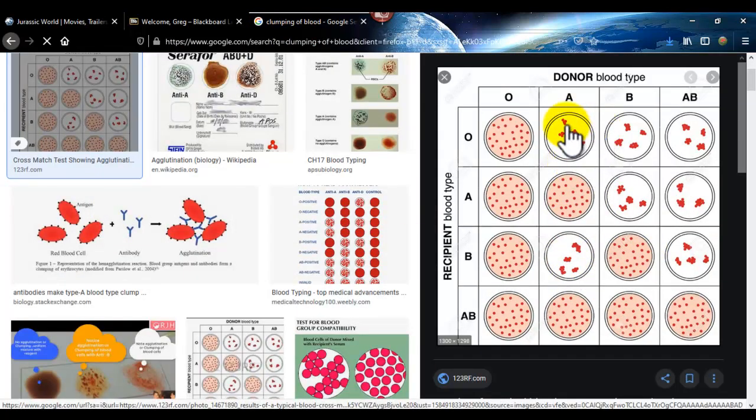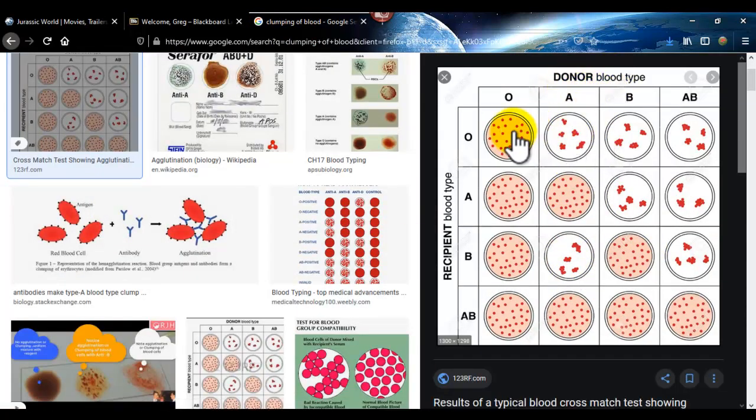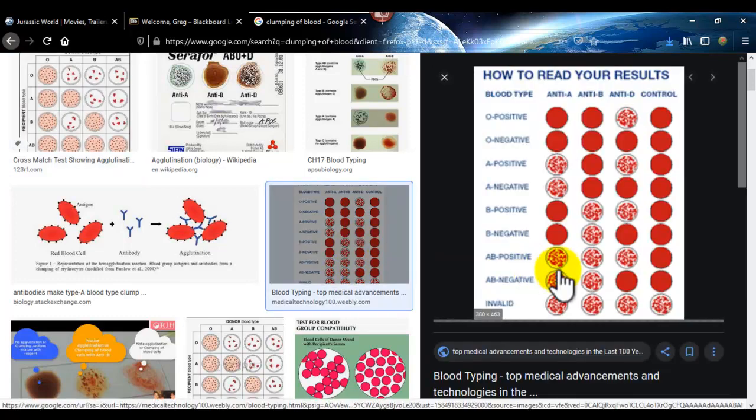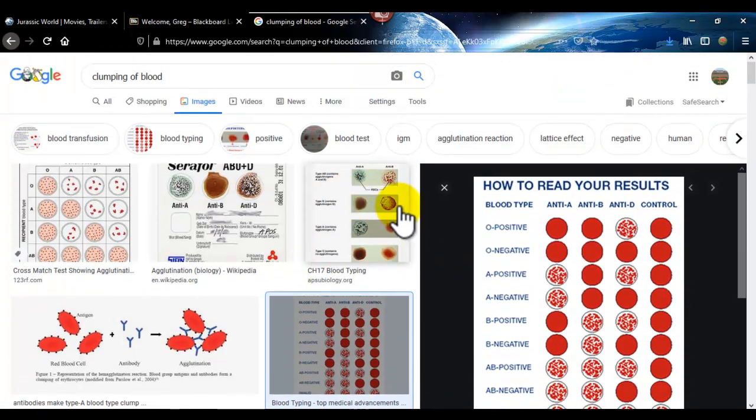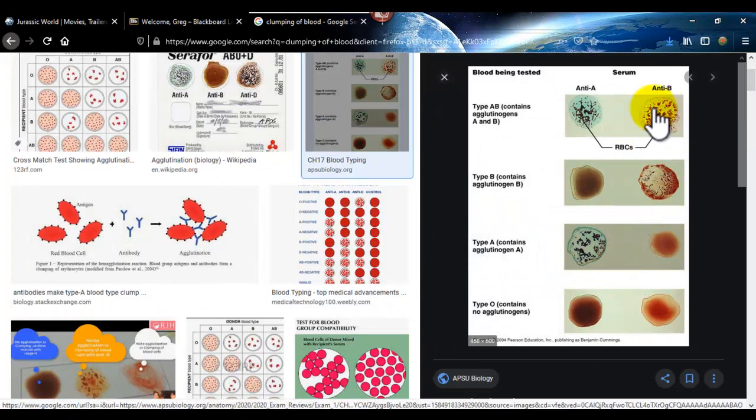This one's pretty good. See over here it says donor blood type. That's clumping. See how it's all clumped together? You're trying to avoid that. Here's an even more detailed one. Look at this. And I wouldn't worry about how to read it, but see this here and that, anything with the little specks, that's clumping.